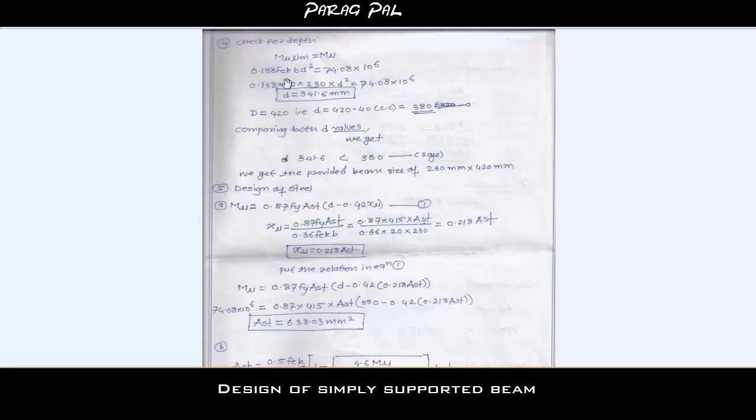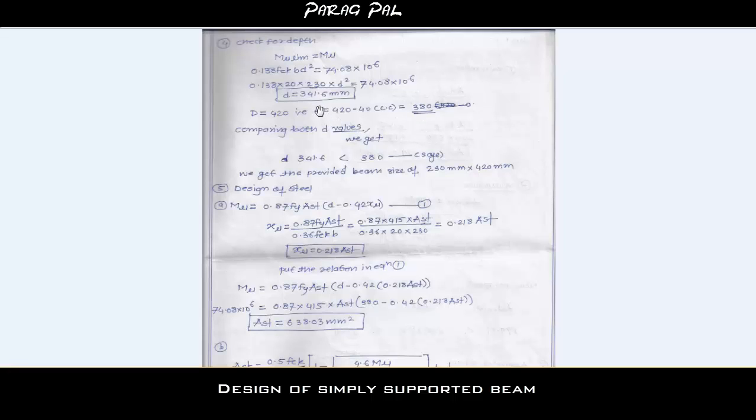Here for the check for depth, Mu limiting equals Mu, this relation is there. Because of this relation we get the actual required value of D. But we consider capital D as 420, we are assuming it. Now from 420 I subtract 40 as the clear cover. We provide clear cover to delay the rusting of the steel. That is why we provide 40 mm clear cover. So 420 minus 40 gives 380.